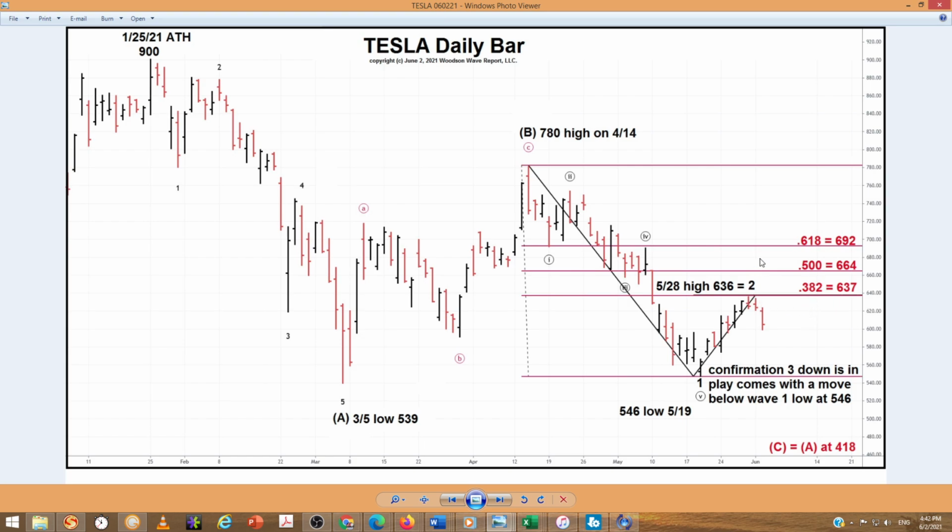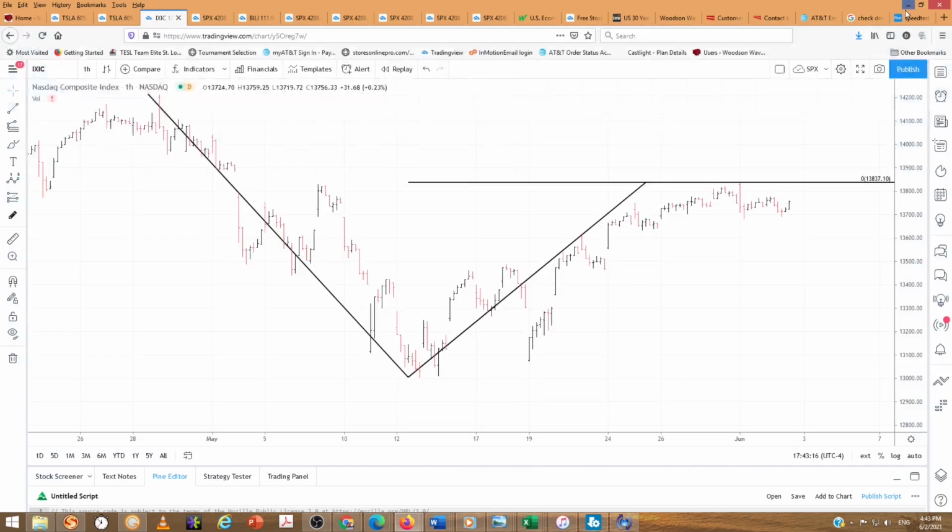Okay, so if 2 doesn't go higher, then 3 is in play. We get confirmation that 3 down is in play with a move below this wave 1 low at 546. Okay, I got C equals A at 418, but that would change with this. Okay, so there's all of our parameters. A break above 636 means we're going to 664 or 692. A break below the wave 1 low of 546, and we're hitting the 400s. Okay, and that would be a third wave, so it would be a powerful and strong and swift wave. All right, that's the recap on Tesla.